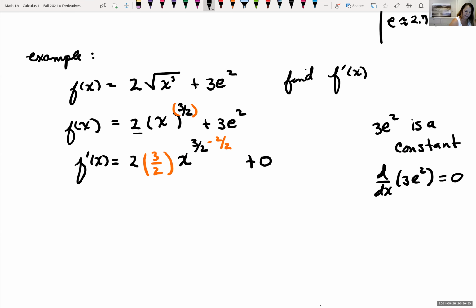So cleaning this up a little bit, I had that 2 times the power I brought down, 3/2. And so notice my 2's cancel, and we're left with just 3x, and 3/2 minus 2/2 gives me a 1/2 power. And I started with a radical, so I'm going to rewrite that x to the 1/2 in radical form. So I have 3 square roots of x.